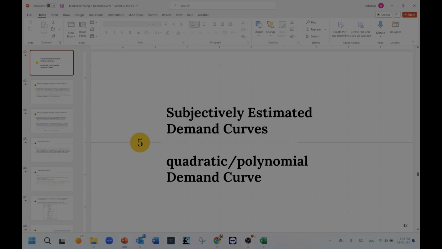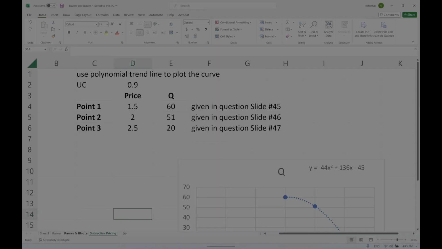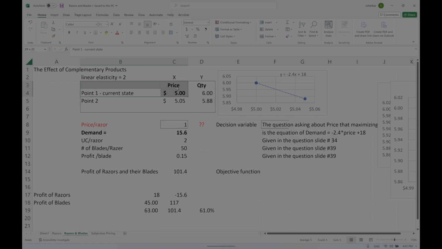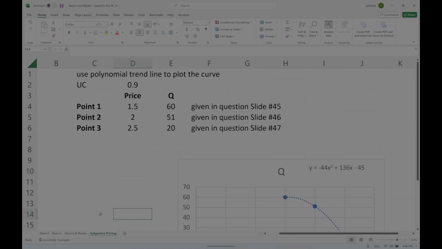In the previous exercises, we were able to get a demand function by getting the current state point, knowing the behavior, linear or power, and the elasticity. Once we get the elasticity and know it's linear or power, we can get a function for the demand. Now, what if we don't know our elasticity? If we don't know our elasticity, we will need 3 different points.